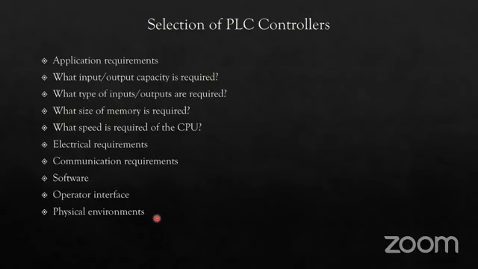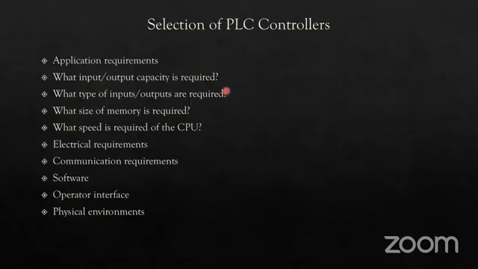And then selection of PLC controllers. For the PLC controller, we need to select the controller that is controlling everything. These are the points that we take care of while selecting the PLC controller. First is application. What kind of application do you have? Like I said, if it's a plant or a special purpose machine, whatever, that is the application. What input output capacity is required? If it's a bigger plant or a smaller machine, the number of inputs and outputs will vary. So that is also an important factor in the selection of PLCs.